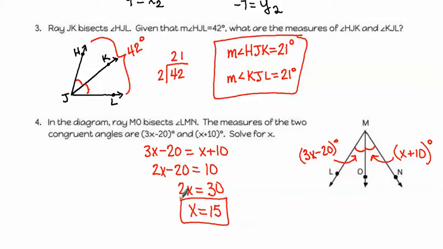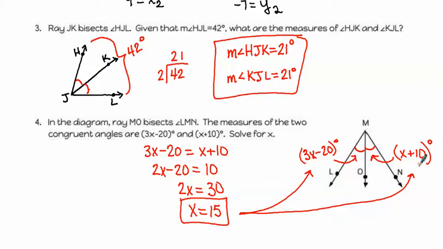Now the nice thing about these, you should be able to check them. If you fill it back in over here, if we substitute into our two places, there and there, we ought to get the same values. So in this first one, if I fill in 15, I get 3 times 15, which is 45. 45 minus 20 is 25 degrees. I substitute into the other one, x plus 10. 15 plus 10 becomes 25 degrees as well, which tells me that my answer is correct.